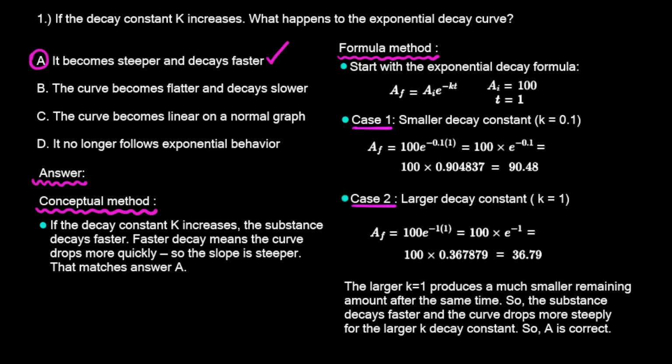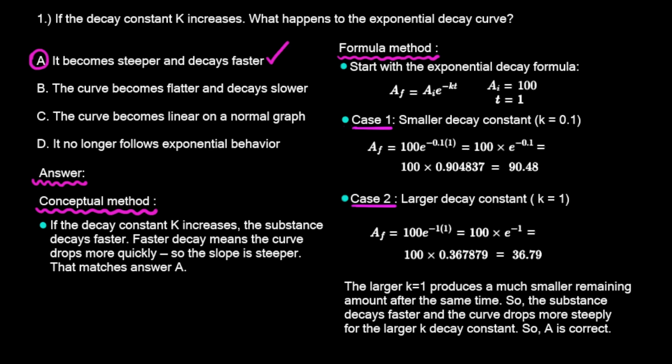This gives a final amount of approximately 90 grams. So after 1 unit of time, or after the passage of that 1 hour, the substance decreases from 100 grams to about 90 grams. And in case number 2, the larger decay constant of k = 1. When we input all the values into the formula, we get AF = 100 times e to the power of negative 1 times 1. This gives a final amount of 37 grams. So with a large decay constant of 1, the substance decreases from 100 grams to 37 grams in the same amount of time.